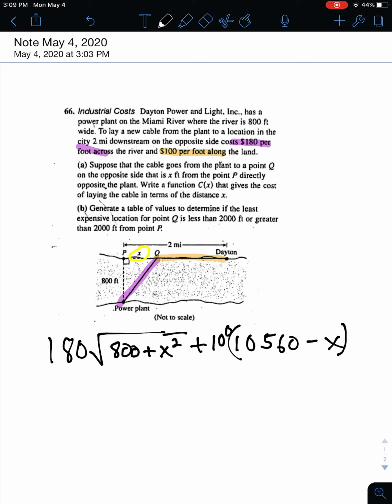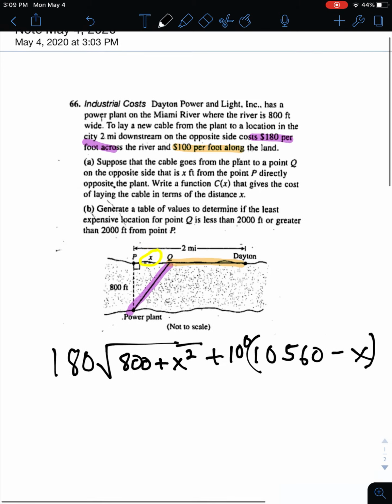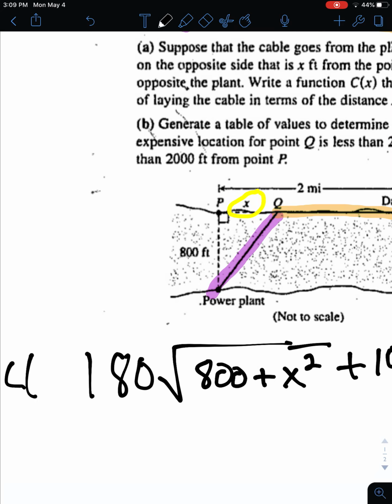It gives us the cost in terms of x. So however far over I go along the river, that will give me whatever the cost is. So if I wanted to go 100 feet from P, I can come up with the cost. And then I think somewhere along the line, they want you to find the minimum cost.